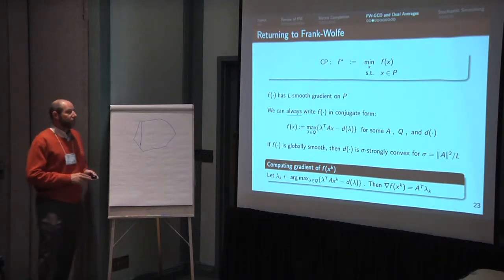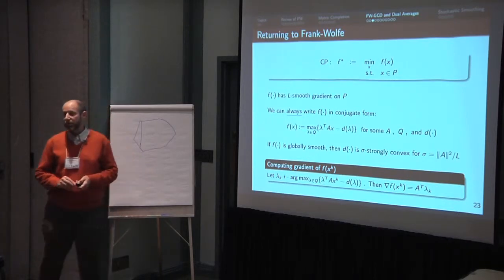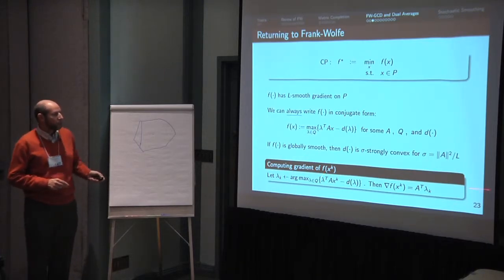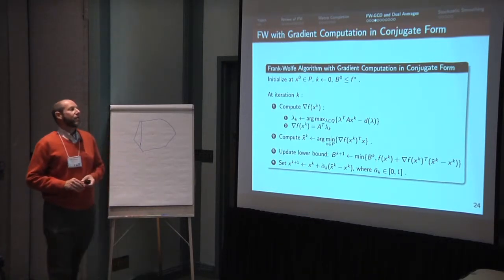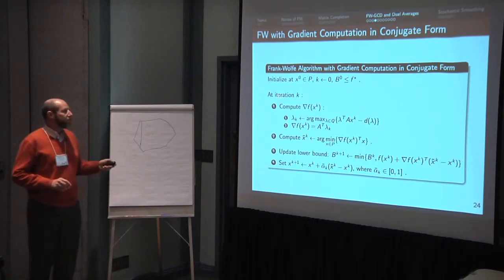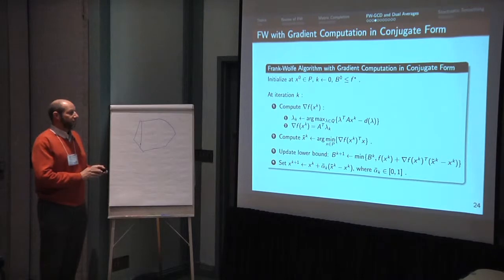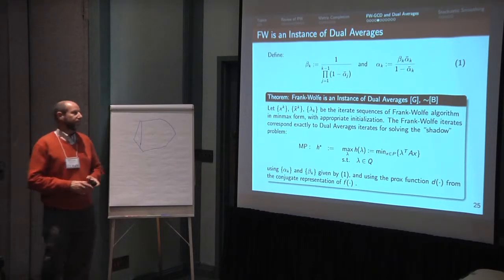Okay? In fact, if f is globally smooth, D is going to be a sigma strongly convex function, where sigma is the norm of A squared over L. That's a result of Nesterov. Okay. All right. And computing the gradient of f is done this way. It's just going to be my A transpose lambda k. I won't bore you with this. But now, here's the Frank-Wolfe algorithm with the gradient computation in conjugate form. Again, you may not know the conjugate form. You may just know it's step 1: just give me the gradient. Okay, but at least existentially, there is some Q, A, and D, and there's some lambda k's for which I solve this problem, and the gradient is A transpose this. Okay? And that's Frank-Wolfe.